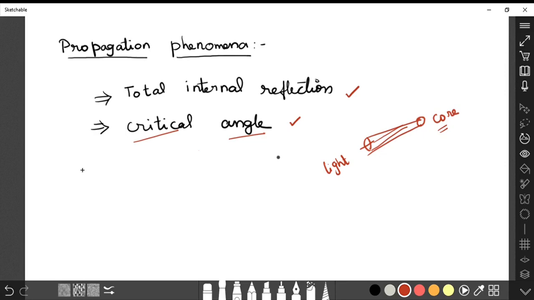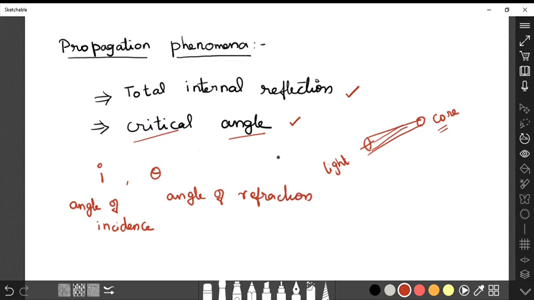One is I and another one is theta. Here I is the angle of incidence, and theta is the angle of refraction. Two angles I have given. One is I, angle of incidence, and theta, angle of refraction.